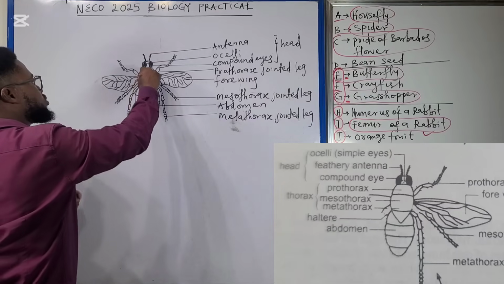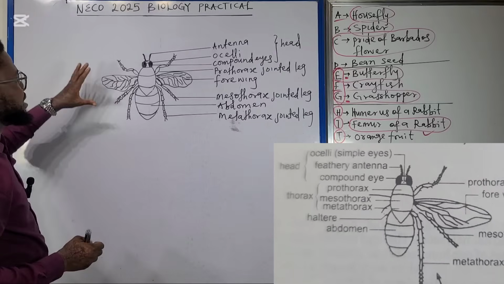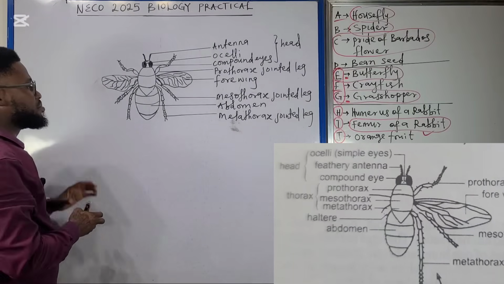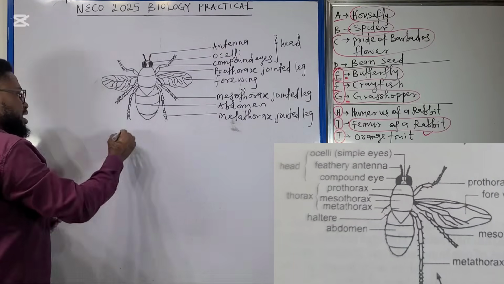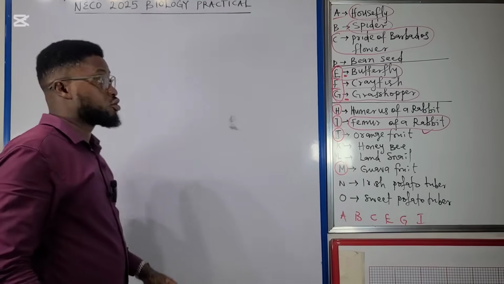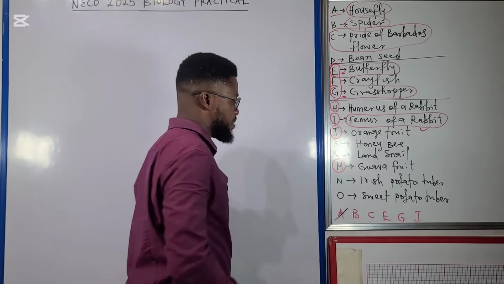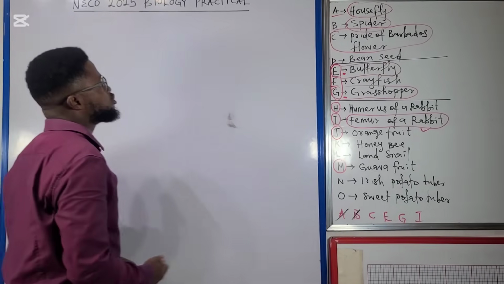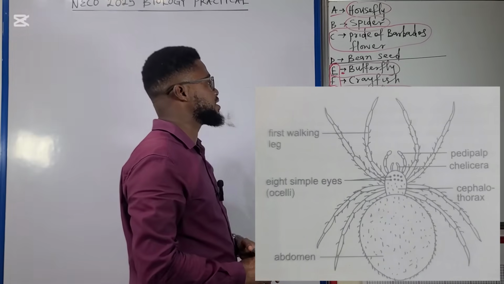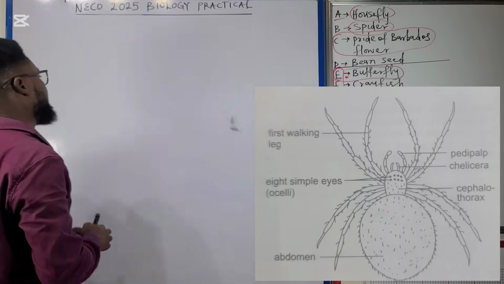This here is the abdomen, so here is the thorax, and that is just about the labeling for specimen A, housefly Musca domestica. So moving on, the next specimen for drawing is specimen B. Say we are told to draw a spider. Remember that a spider belongs to the class Arachnida, and it has two body parts, cephalothorax and abdomen.